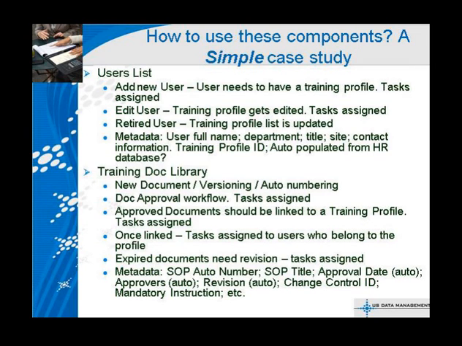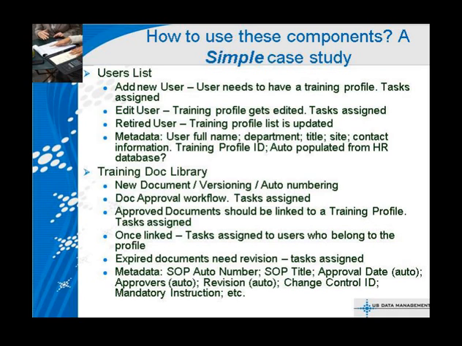And if they reject it, tasks need to be assigned to the author saying, hey, this was rejected, do such and such. But if it is approved, then a task needs to be assigned to perhaps the training manager or the QA manager saying, this is a brand new document or a new version. Does it need to belong to a new profile or an existing profile, right? So that's a task. And once this document is linked to that training profile, we want to send out tasks to all the users who belong to that profile saying, hey, here's SOP XYZ, you need to be trained on it, right?